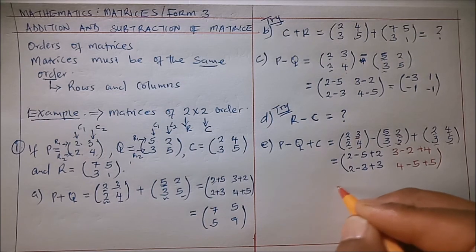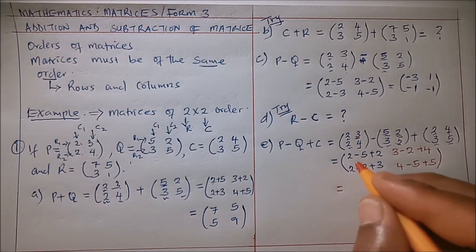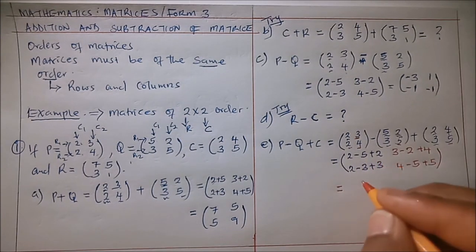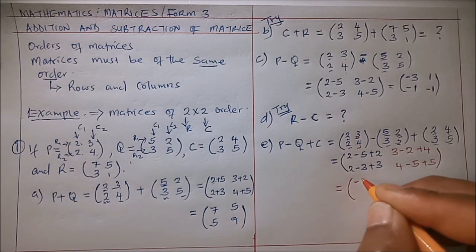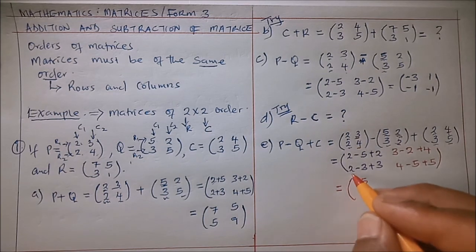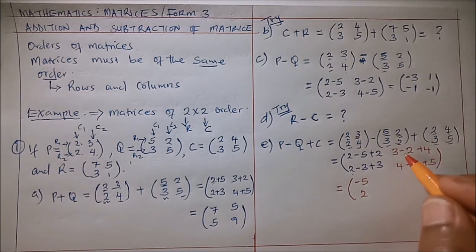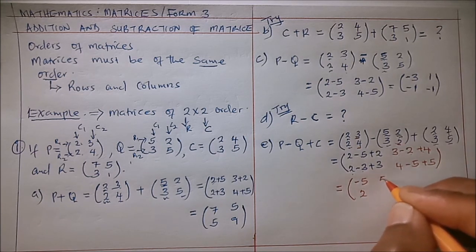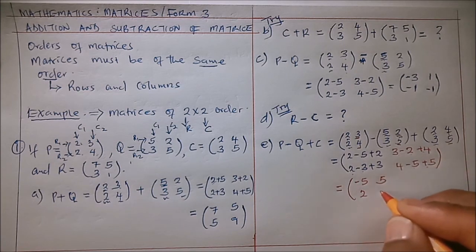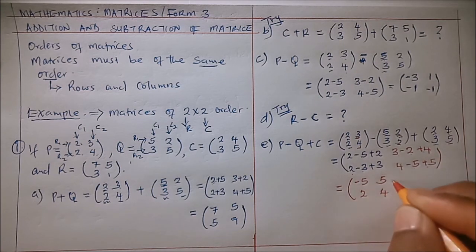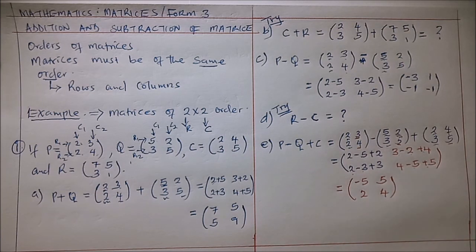I'm supposed to be getting 2 minus 5 plus 2, that is minus 5. So I'll have minus 5. 2 minus 3 plus 3, that is 2. Then 3 minus 2, it is 1 plus 4, that is 5. Then lastly I'll have 4 minus 5 plus 5, that is 4. And that is what I will have as my matrix.